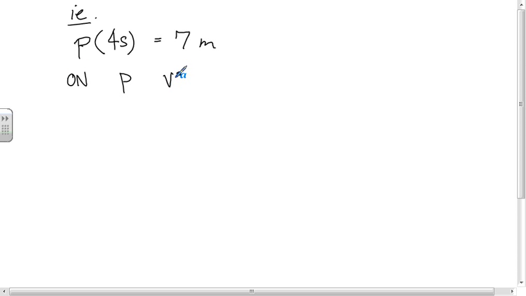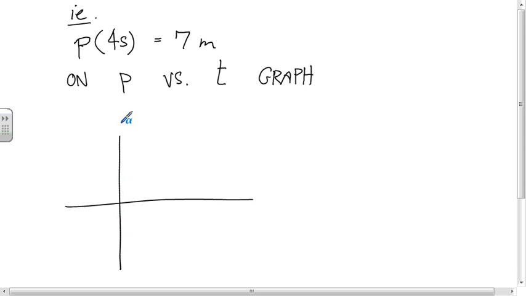And on a position versus time graph, and these position versus time graphs, you're always going to have position on the y-axis, time on the x-axis, and you would plot this event. Yes, thank you. And so to plot that event on this position versus time graph, you'd go out to 4 seconds, and that would reflect that moment, okay? The train is at position -7 at time 4 seconds.